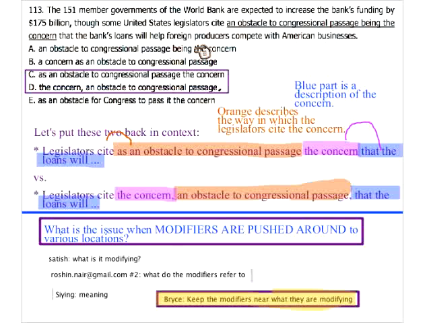As an obstacle. In this sentence, it's describing the way that this thing is cited. So I'm not real big on terminology and stuff, but it's describing this action. That's how they're, it's kind of like I think of this as an obstacle.